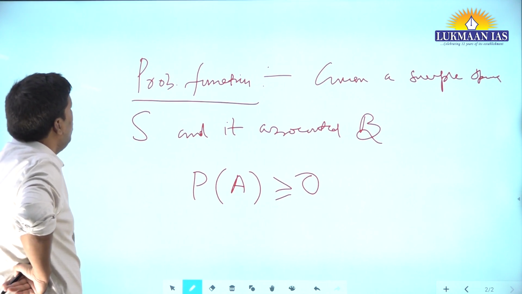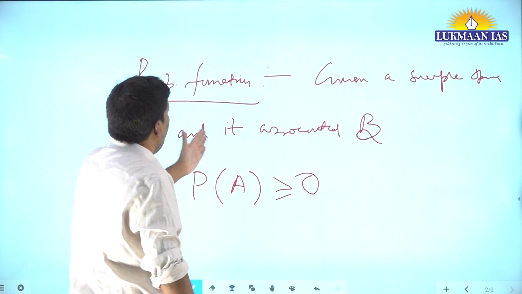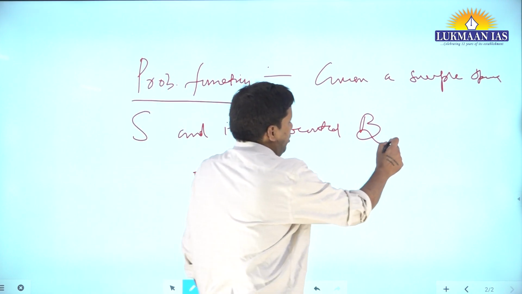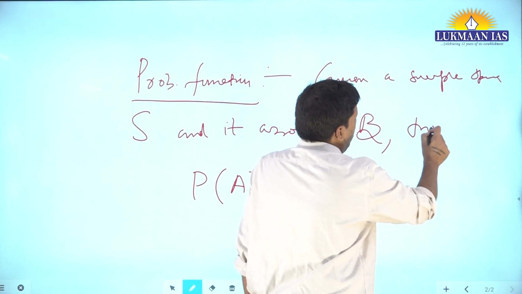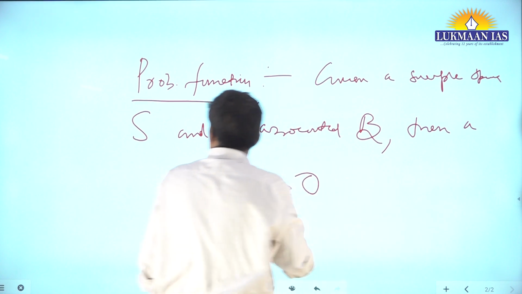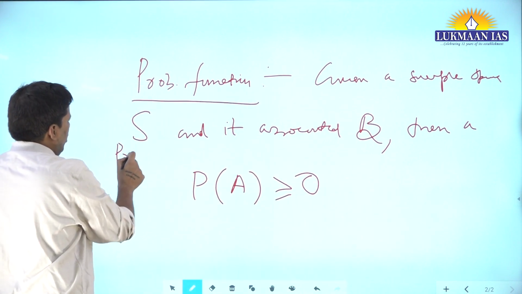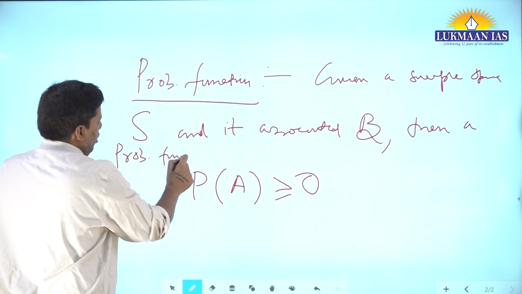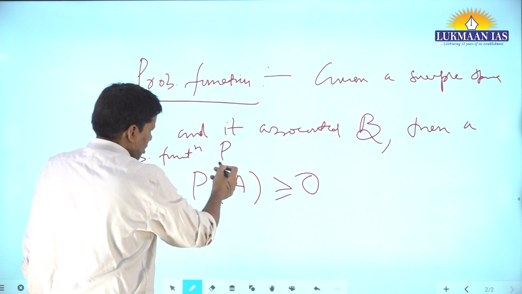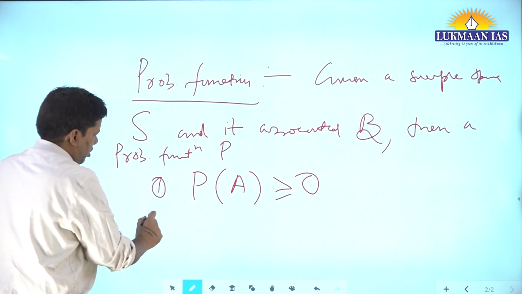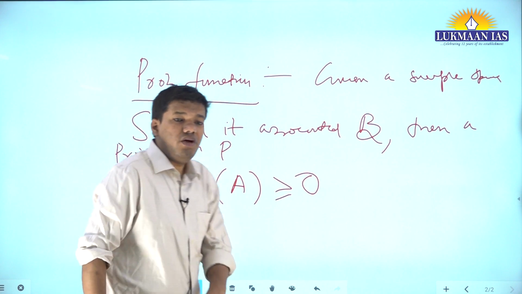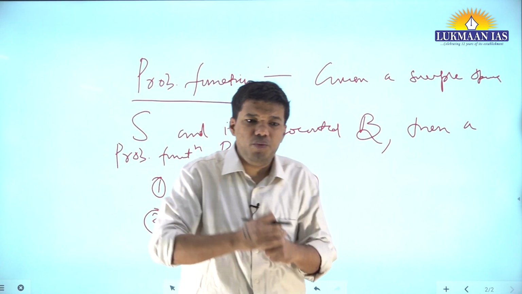Okay, I've forgotten to write this. Given a sample space and associated Borel field, a probability function P has three conditions. And what is the domain of this probability function? And when I say domain, what does it mean?